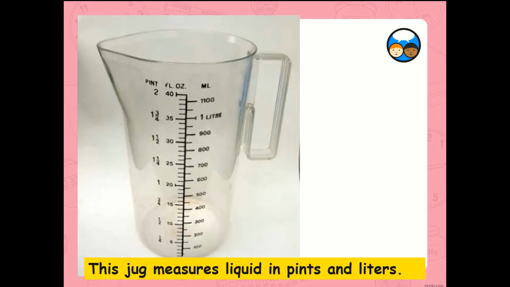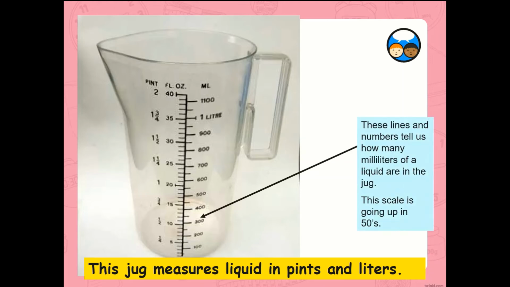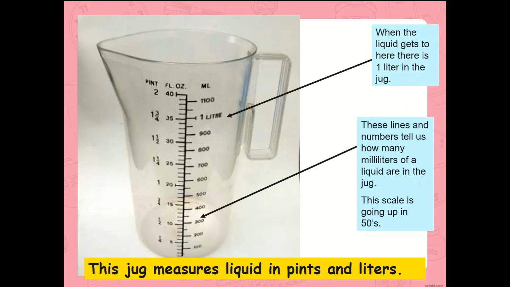Look at this jug, dear students. This jug measures liquids in pints and liters. These lines and numbers tell us how many milliliters of a liquid are in the jug. The scale is going up in 50s. When the liquid gets to here, there is 1 liter in the jug.